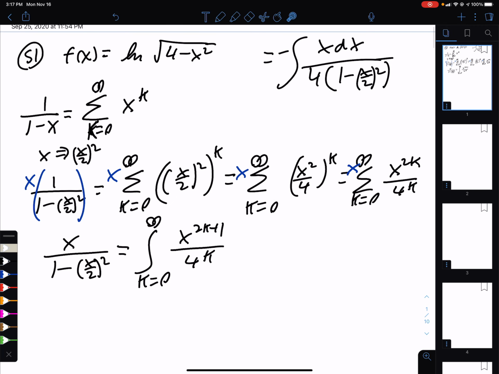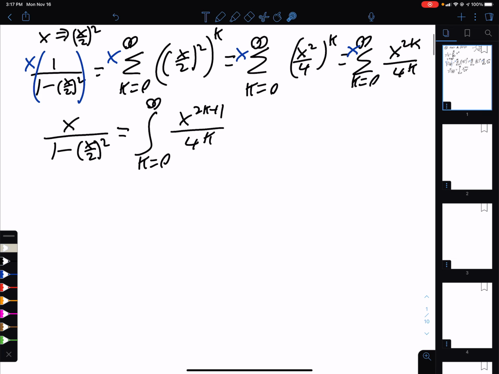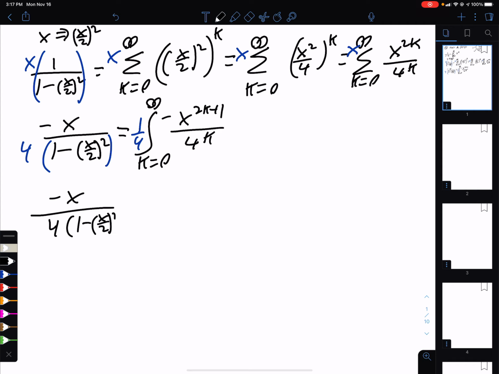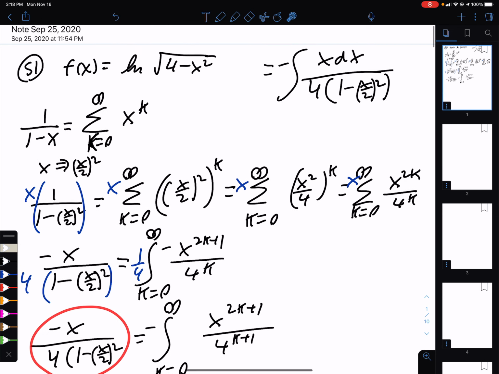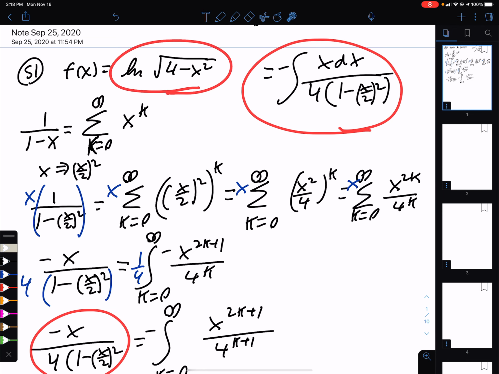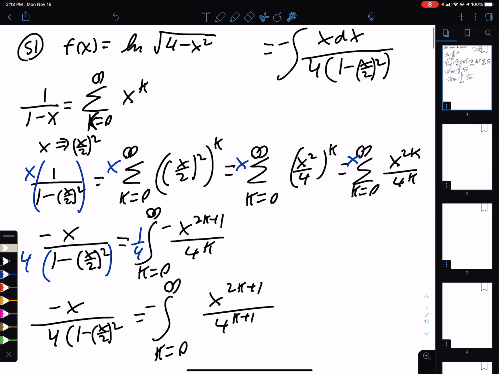Now what am I missing? I still need the negative and the 4. That's easy. So I put a negative, negative, and I'll put a 4 on the denominator. So I put a 1/4 here. And let me write this all out now. It's negative x, 4, 1 minus x over 2 squared, 1/4. Actually, I'm going to bring that 4 on the inside. And the negative I'm going to leave on the outside. So I have x to the 2k plus 1. On the bottom, I'm going to have k plus 1/4. Now that I have this, we can see that the integral of that is going to be that. So I can integrate both sides now with respect to x.